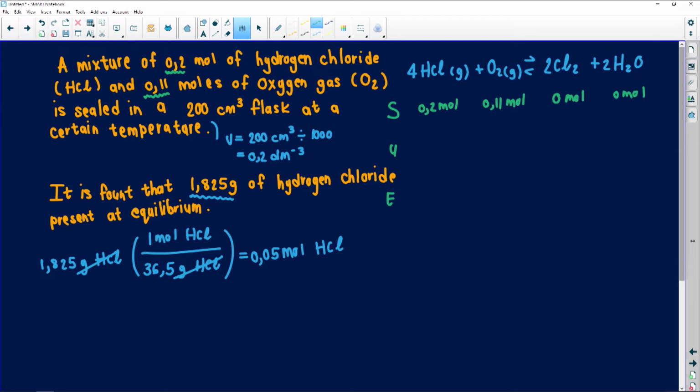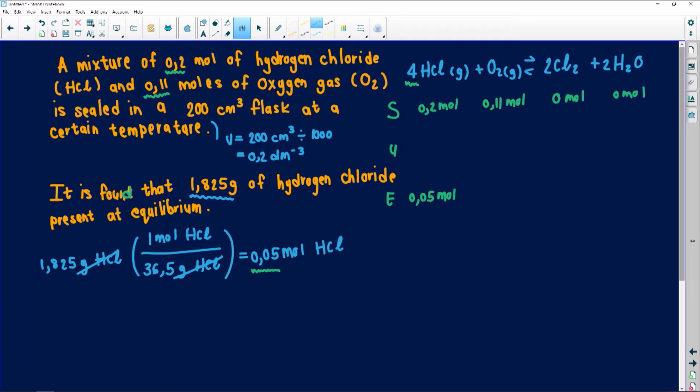And it continues to tell us it's in a flask, which we've converted. It is found that now we converted the 1.825 grams of hydrogen chloride into moles. So at equilibrium, we have 0.05 moles of HCl. This is at equilibrium, which I'm going to have 0.05 moles. Then I'm going to do the same thing.